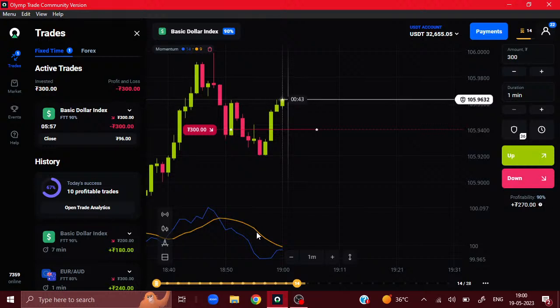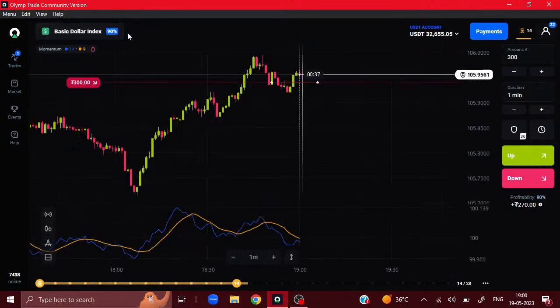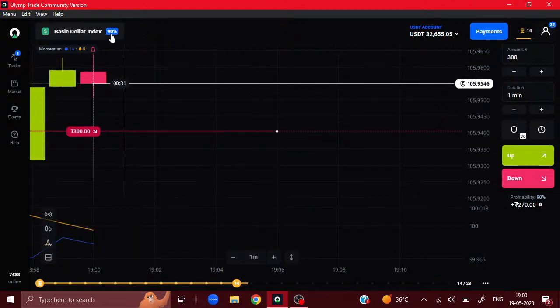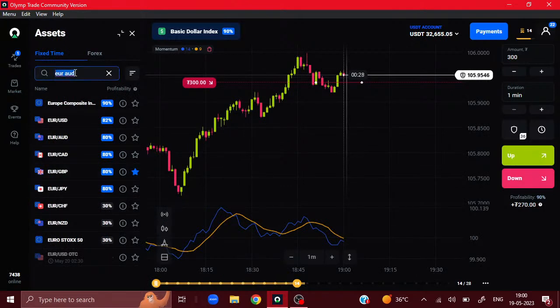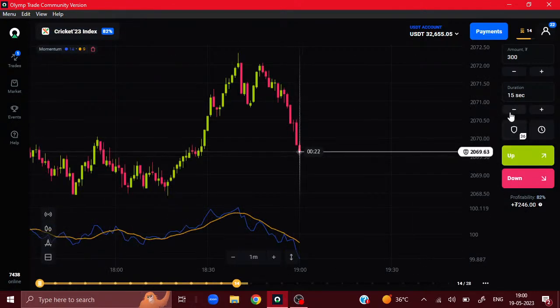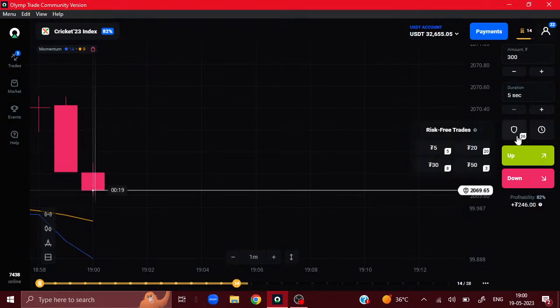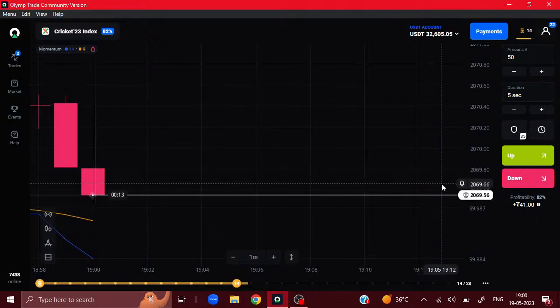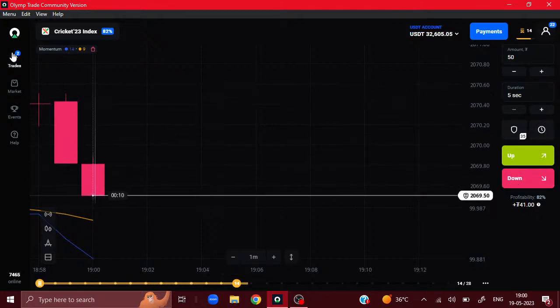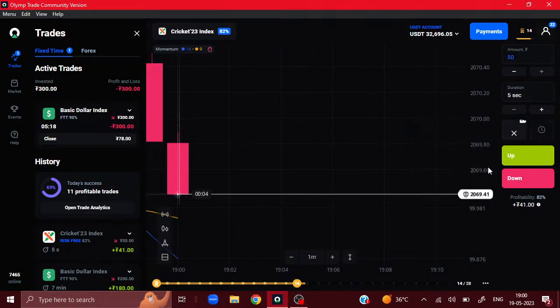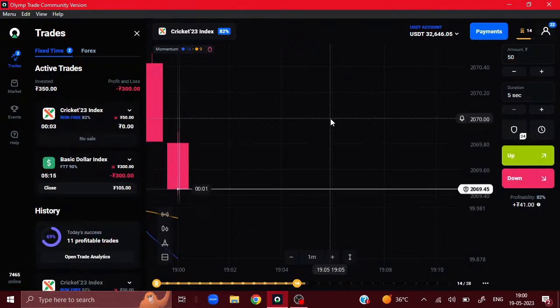Risk-free trades. Basically, the risk-free trades are, as the name suggests, risk-free. Let me show you with the help of a live example. I'm going for a quick trade to explain the risk-free. Let's go for 5-second trades. If I activate the risk-free trade, I made a trade for $50 in the downward direction. If I win this risk-free trade, I will get the profit. However, if I lose this trade, I will not be suffering any loss. The amount will be returned back to my account.